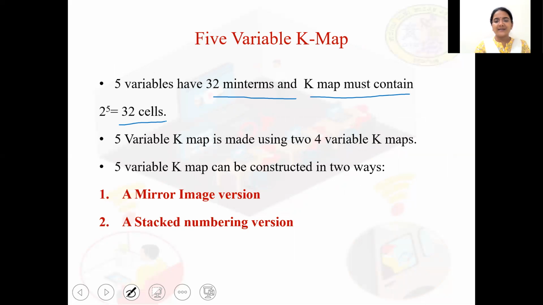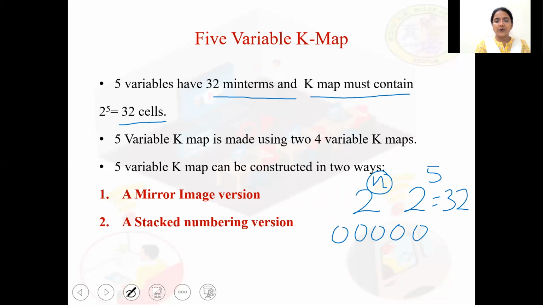We know that the K-map should have 2 power n number of cells, where n represents the number of variables in the function. If you are considering a 5 variable function, 2 power 5, that is equal to 32 cells, we should have in the K-map, which ranges from 0, 0, 0, 0, 0 to 1, 1, 1, 1, 1.